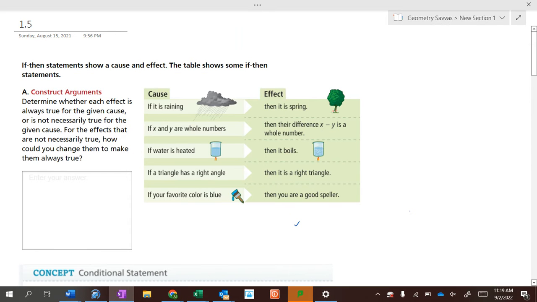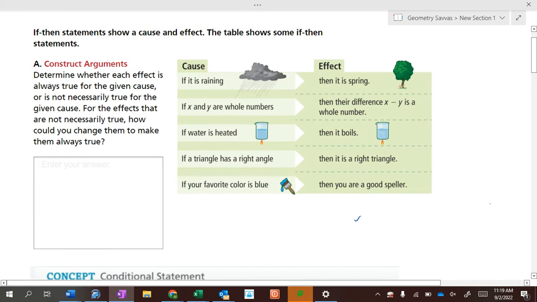All right, so today we're going to look at cause and effect, if-then statements. So let's look at a cause and effect here. If it's raining, then it's spring. Is that true in all cases? If it's raining, then it's spring.